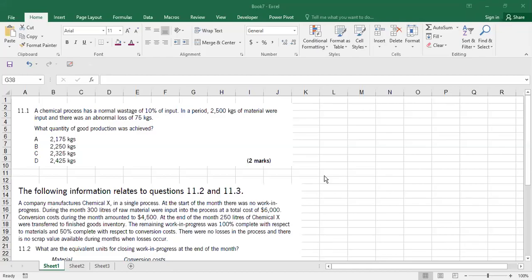Okay, now these questions are from your process costing. We'll start with very simple questions, and then of course process costing has complicated questions as well. But let's start with the simple one.